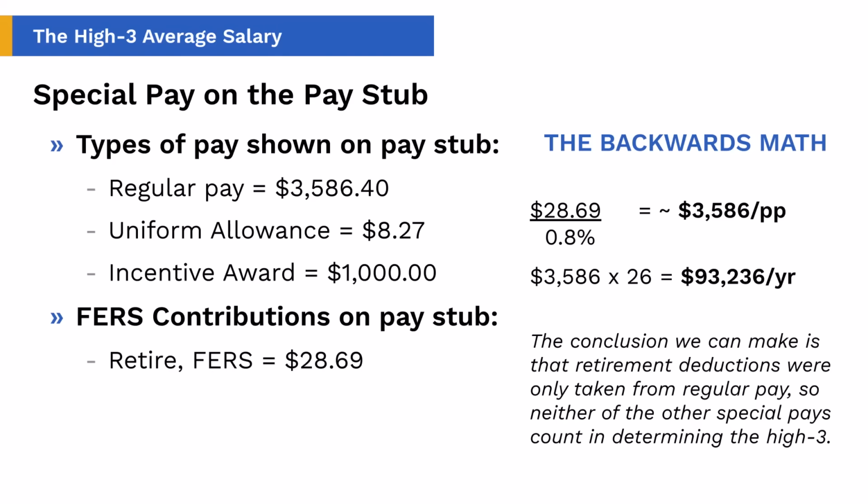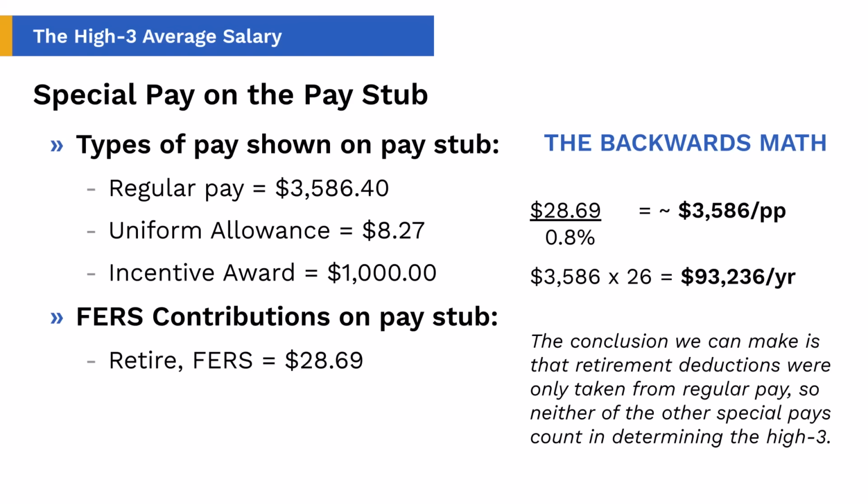So when we're deciding the dollar amount to give ourselves credit for High-3 purposes, we're going to take the pay period amount and get an annual figure. We're going to take that $35.86 and multiply it times 26 pay periods, and we come up with $93,236 per year. Had those special types of pay counted for the High-3, you would have seen the dollar amount they're contributing into FERS be based off that entire amount they're receiving in that pay period. But in this case, that's not happening.